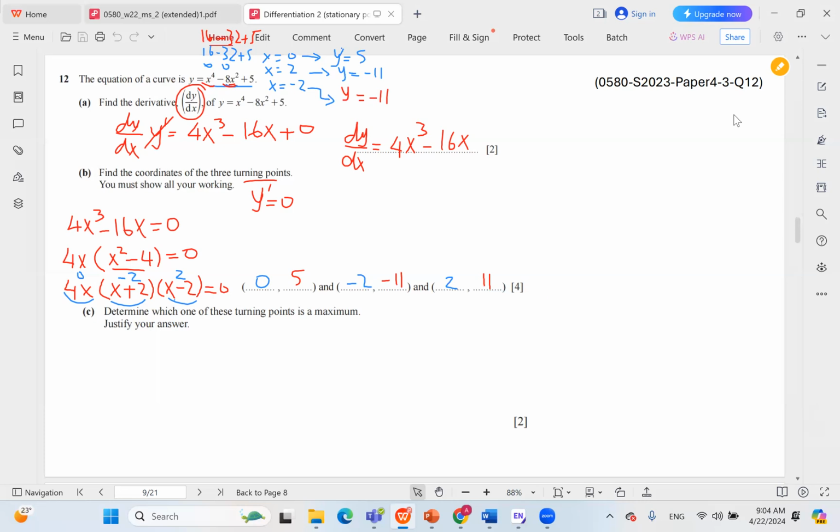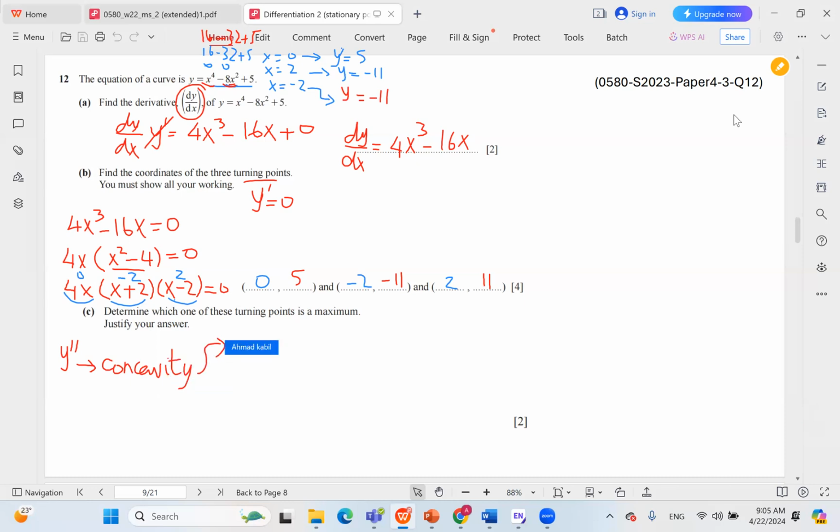In C, we are asked to determine which one of these turning points is a maximum and to justify the answer. So how do we figure out whether it's a maximum or a minimum? So you should understand that y double dash, which is like the derivative of the derivative, gives us the concavity of the curve.